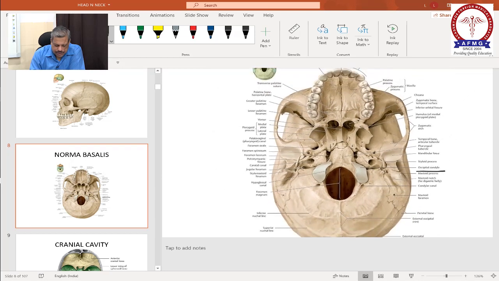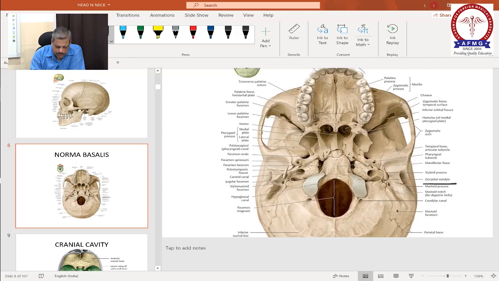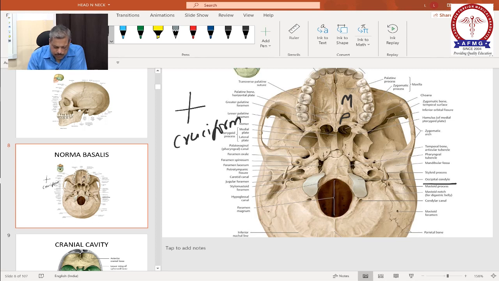These are the posterior nasal apertures. This is the hard palate, formed by two bones. See, this is the palatine process of maxilla, and this is the horizontal plate of the palatine bone. These two bones articulate with each other by a suture like this. This suture is known as the cruciform suture.